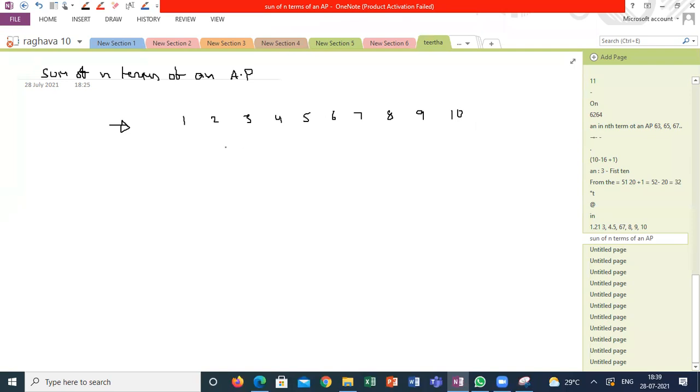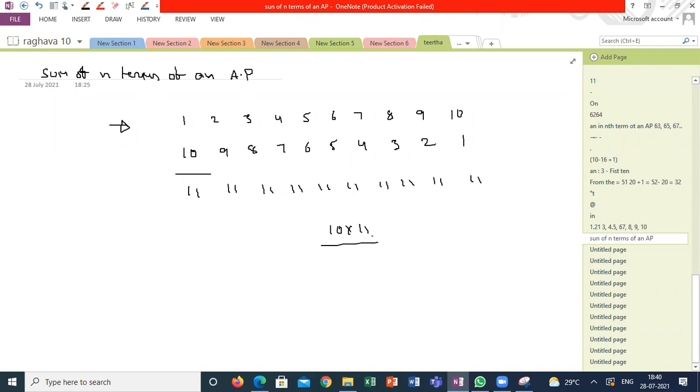But there is one more method. I am taking the series in reverse. The same order it increased, it will decrease. Am I right or wrong, guys? And if I'm adding each and everything, I will get 11. How many times am I adding 11? 10 times. So 10 into 11. Simple. 10 into 11, this 110 is the sum of 1 to 10 and 10 to 1.